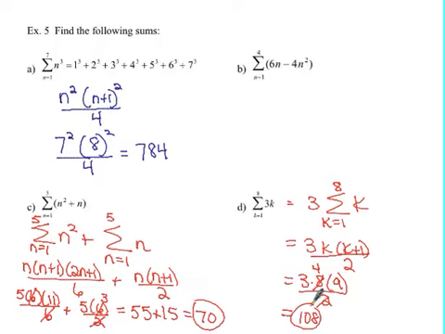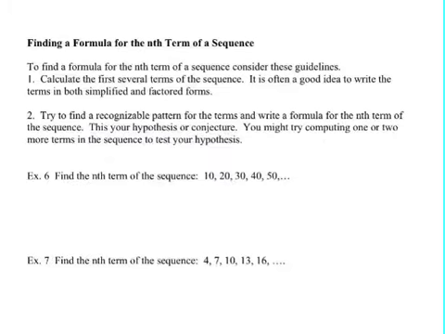Okay, so let's flip the page. All right, it says finding a formula for the nth term of a sequence. So do you remember in 9.1, some of us struggled with, okay, I don't see the n factorial. I don't see n plus 2. We didn't see that. So we're going to get a nice strategy in this lesson to help us out.